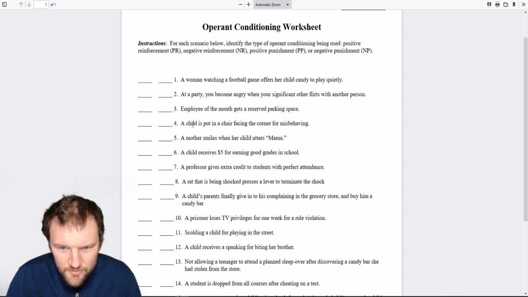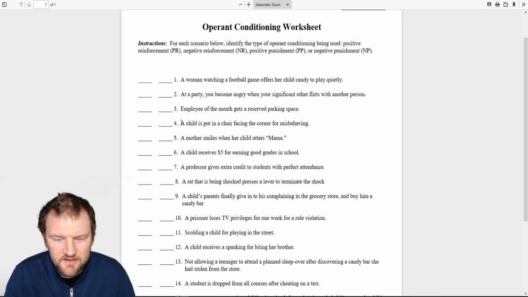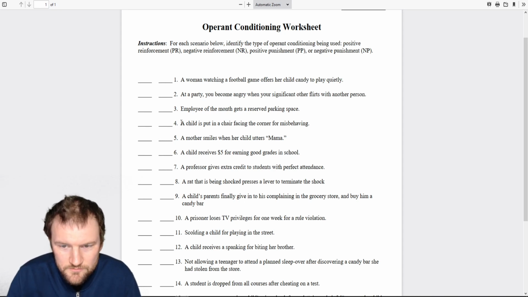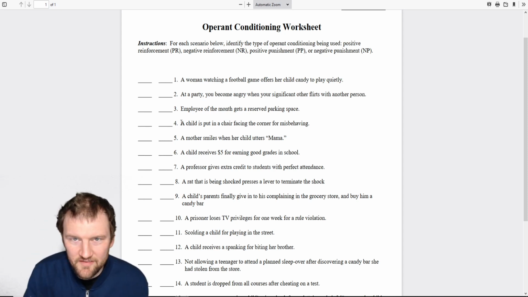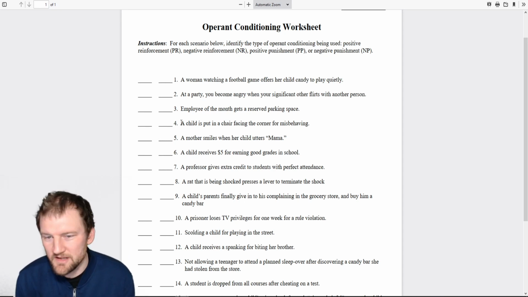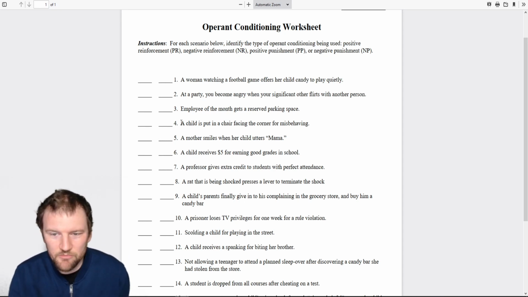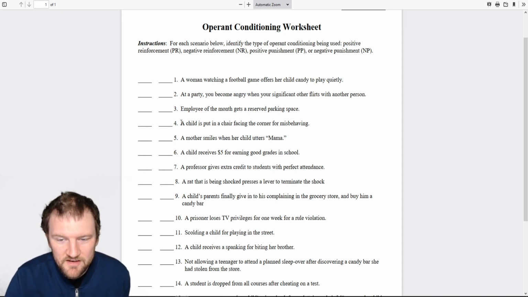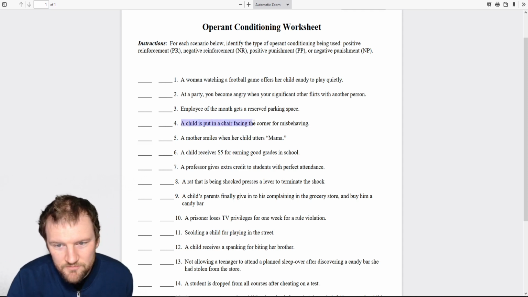Let's skip three. I'm going to skip around a little bit because some of these are a little weirder. Number four, and just one caveat that you have to remember is that any kind of timeout is always negative because you're taking away freedom. You can see it either way, but just remember any timeout is always negative. So child put in the chair facing the corner for misbehaving is negative because you're taking away freedom. Is that going to make the child misbehave more often or less often? That would be less often, so punishment. So that would be negative punishment.